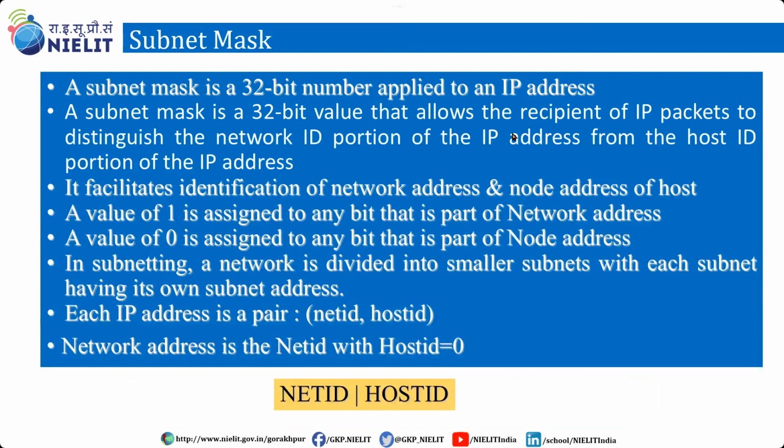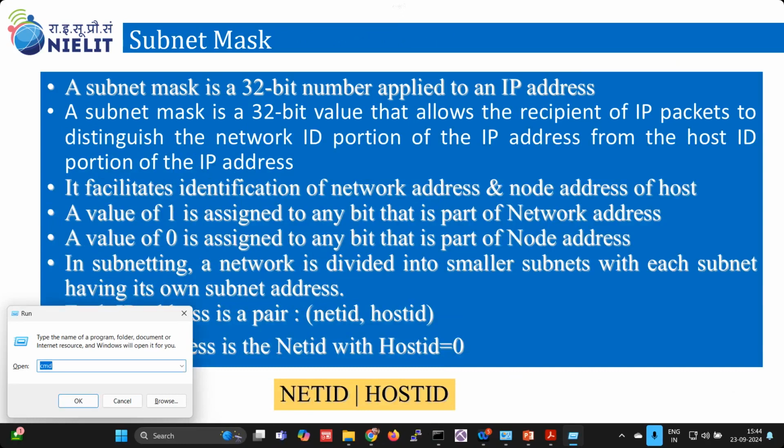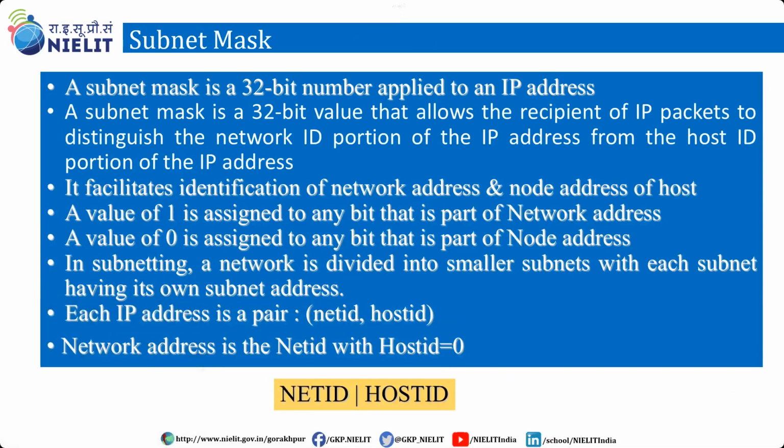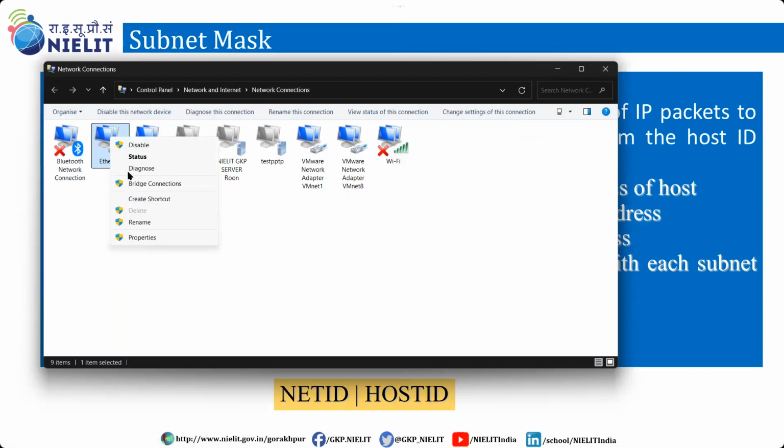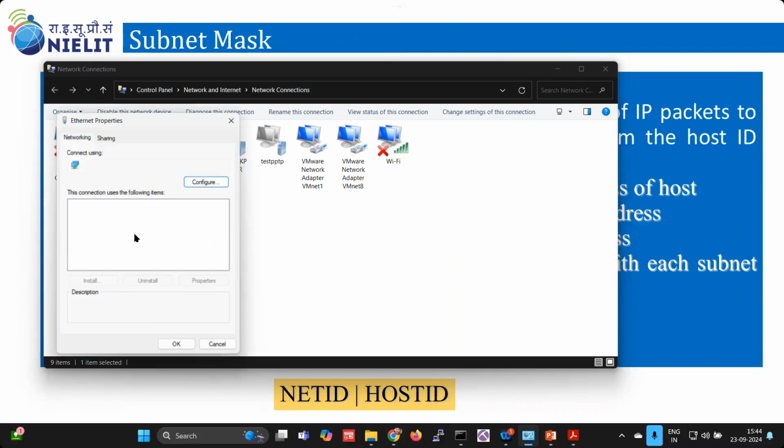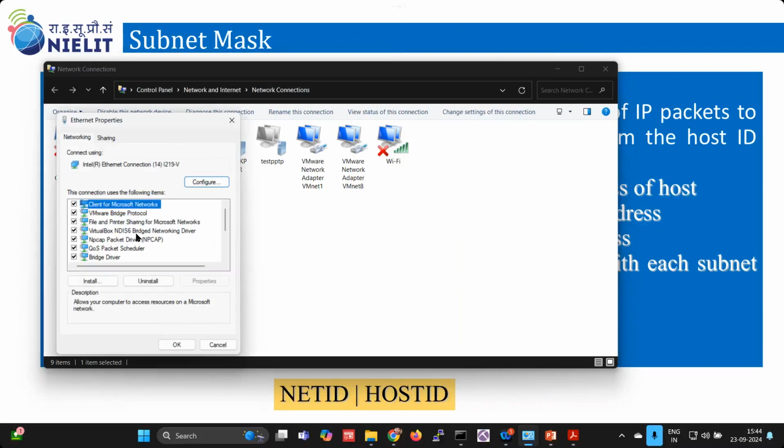So subnet mask, coming to subnet mask. When we assign some IP address on the TCP/IP node, जब भी आप अपने कंप्यूटर पे IP address assign करते हैं, you must have seen that in addition to IP address, we are also assigning subnet mask. So this subnet mask is very important.